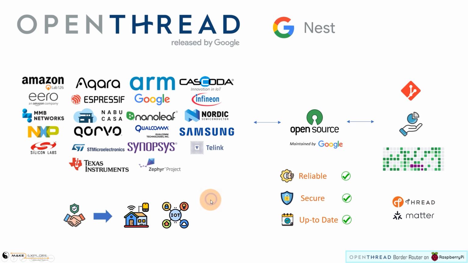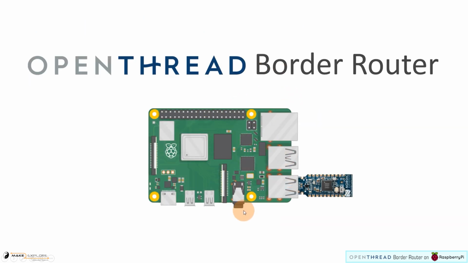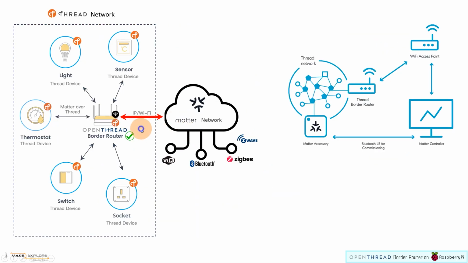OpenThread border router, OTBR, is a device, in this case our Raspberry Pi, that acts as a bridge between the Thread network and a Wi-Fi or Ethernet network. It allows devices on your Wi-Fi network to communicate with devices on your Thread network. OTBR allows you to manage the Thread network and its devices, providing essential services like network discovery, commissioning, and routing for seamless interoperability between different wireless standards in a smart home environment.